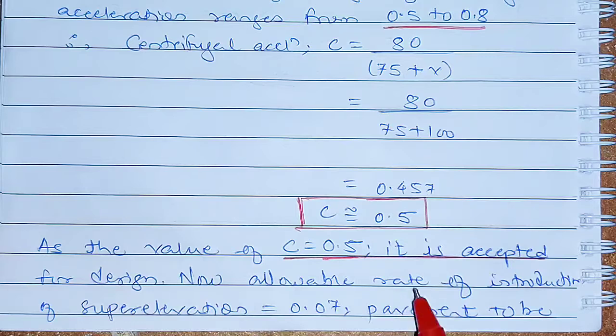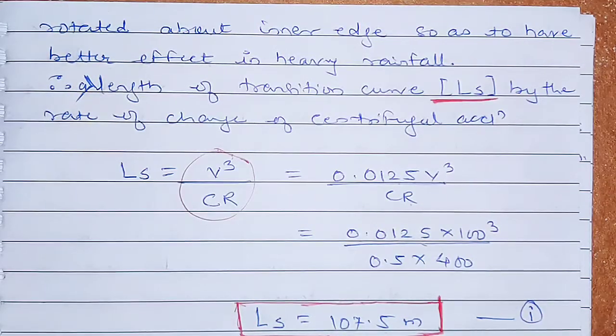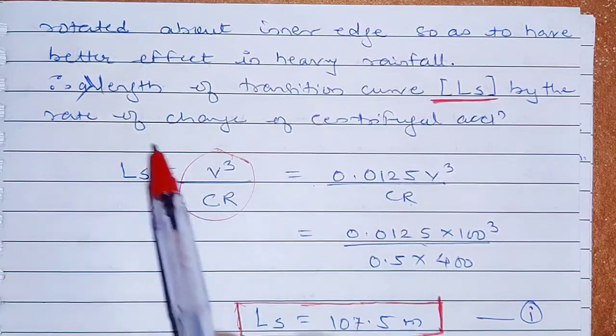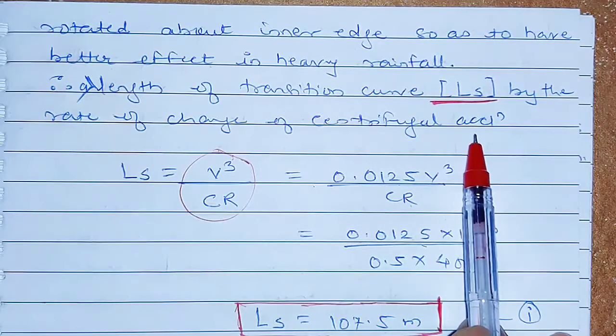Now, the allowable rate of introduction of the super elevation E, as we know, is equal to 0.07, and the pavement is to be rotated about the inner edge so as to have a better effect in heavy rainfall. So that is in regard to the provision of the super elevation. So as we know, in order to calculate the length of the transition curve, we'll have to check it for the three criteria. The first criterion is the length of the transition curve LS by the rate of change of the centrifugal acceleration.